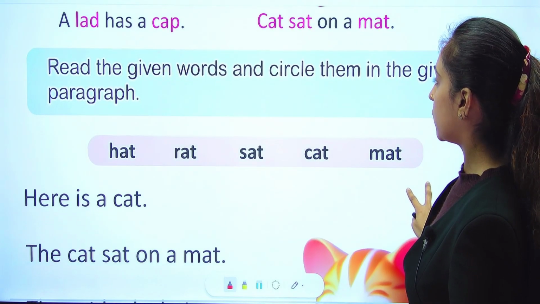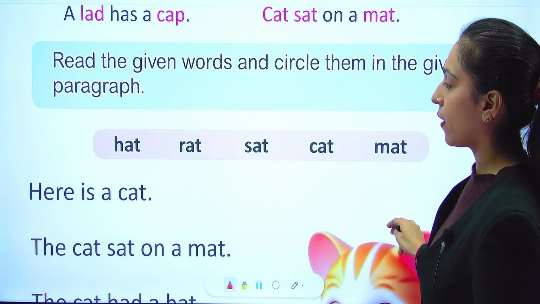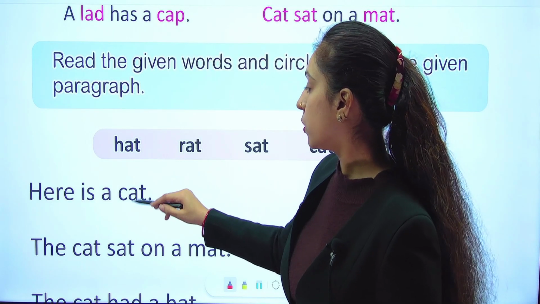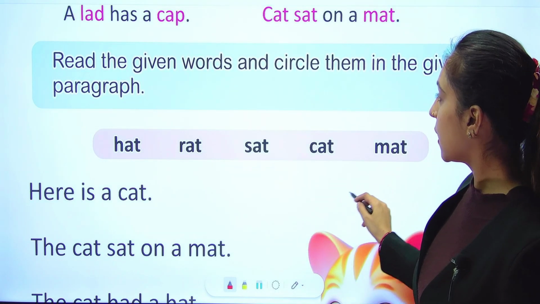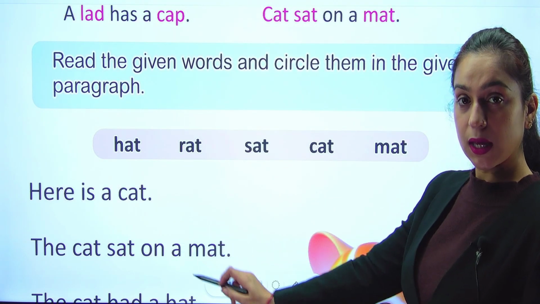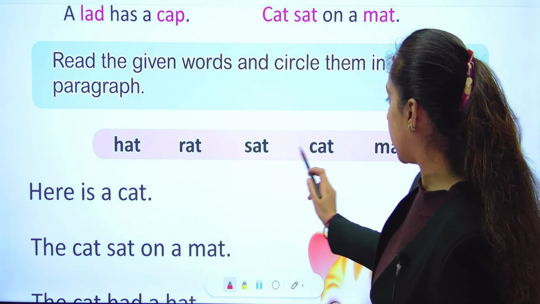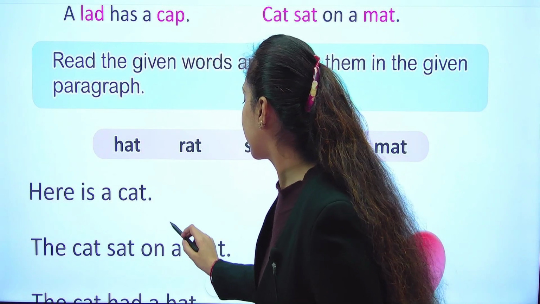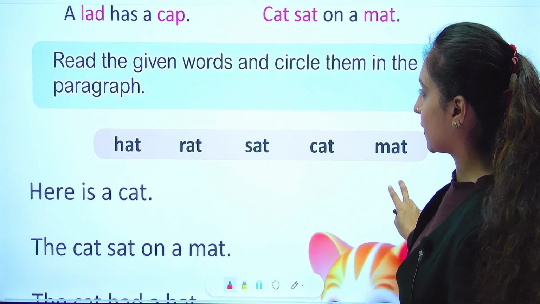Read the given words and circle them in the given paragraph. Now we have to read the words here in the help box and we have to circle them in the given paragraph. यानी जो ये words दिए हुए हैं हमें, इनको हमें इन paragraphs में circle करना है. Okay, let's start.